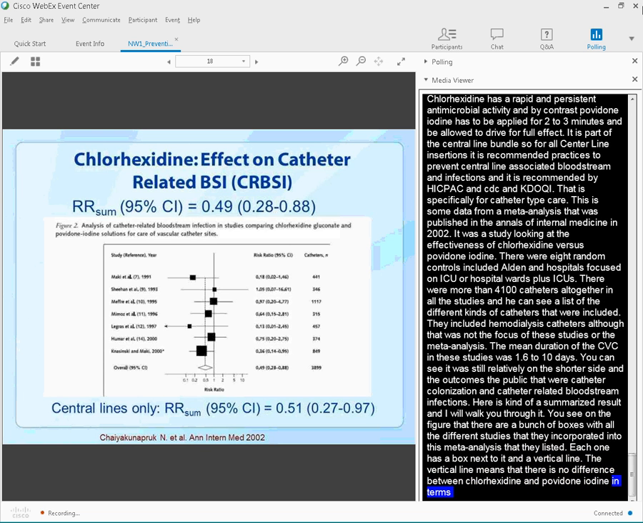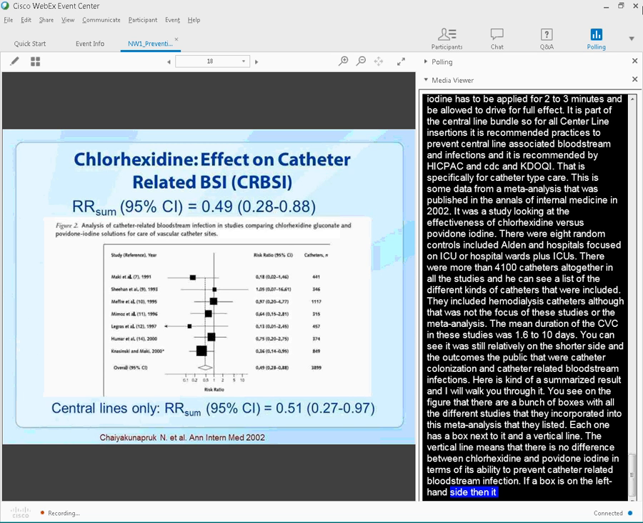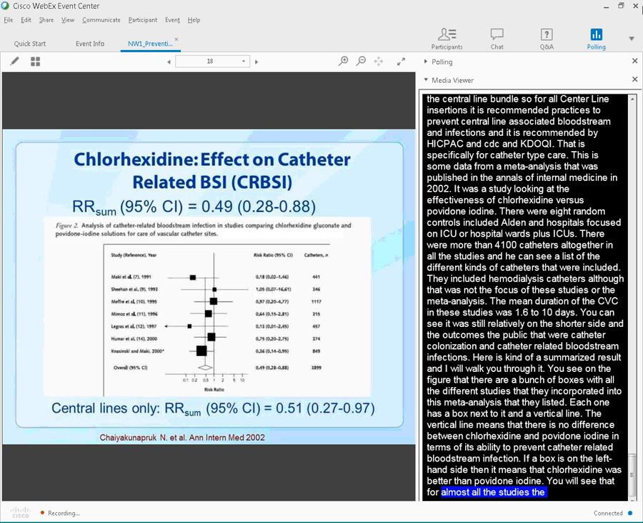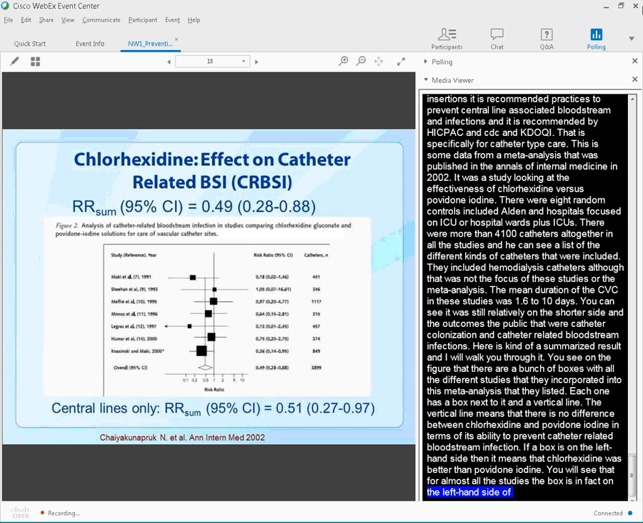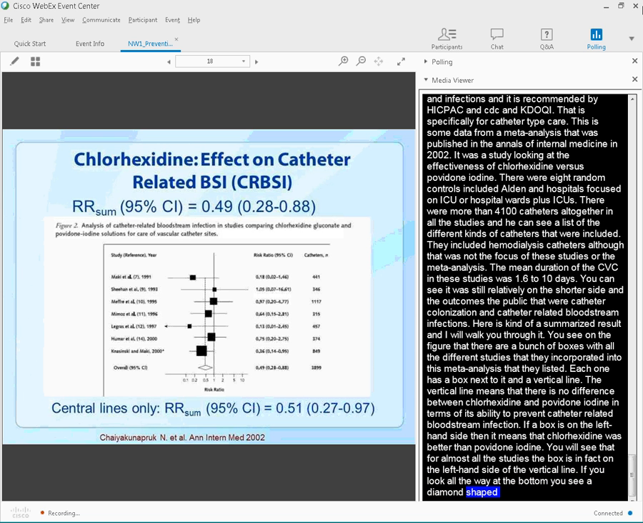If a box is on the left side of that line, then it means that chlorhexidine was better than povidone-iodine at preventing BSIs. And you'll see that for almost all of these studies, the box is, in fact, on the left-hand side of that vertical line. If you look all the way at the bottom of that figure, you see a diamond-shaped figure that basically summarizes all of the data from those individual studies. And that diamond is sitting to the left of the line.